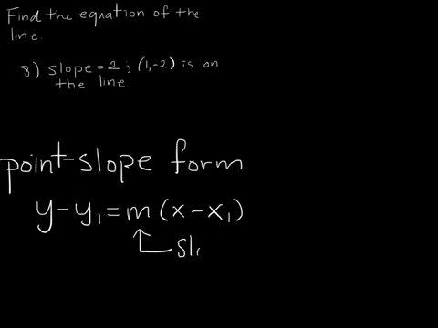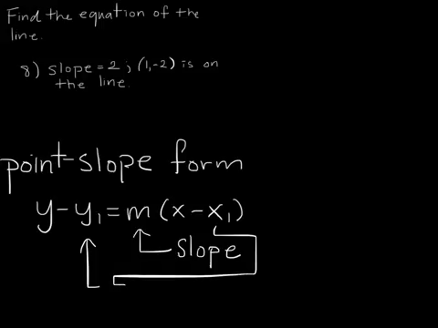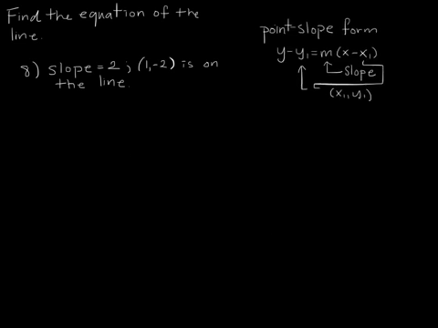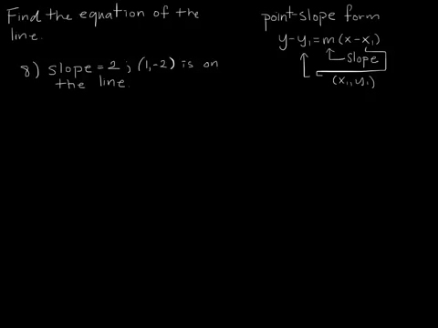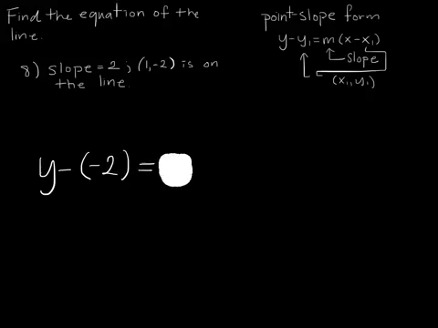m is the slope, and the y1 and the x1 go together to be the point (x1, y1) on the line. So now all we need to do is fill in the details with our particular pieces of information. So we have y minus y1, so that is the y value of our point, which is minus 2. Be careful with the parentheses to make sure that you combine the negative and the negative 2. And this should equal m for us, which is the slope, 2, times x minus x1.